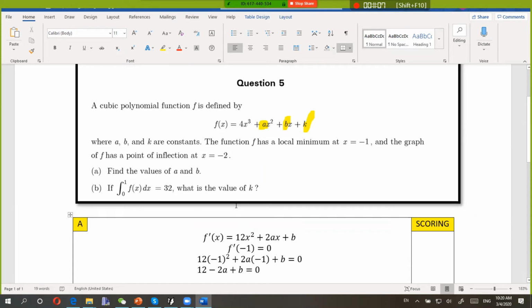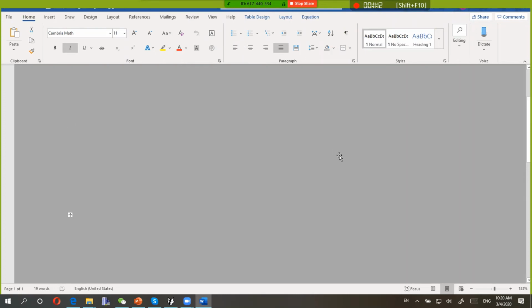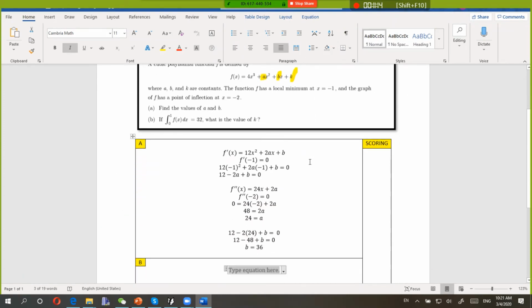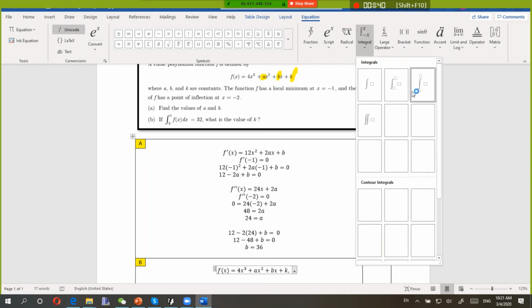Okay, so now we can integrate. Let me copy our equation really quick. So our original equation was 4x cubed plus ax squared plus bx plus k. And this was f of x. And then we were also given that the integral from 0 to 1 of f of x is 32.